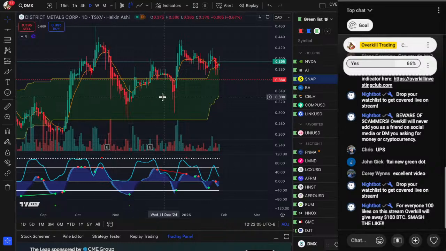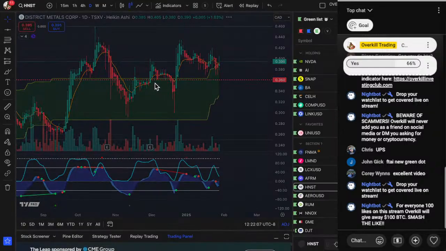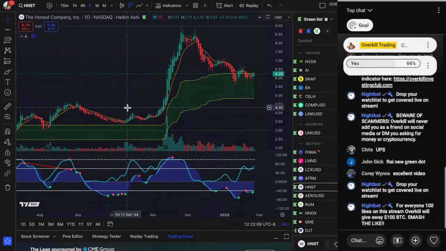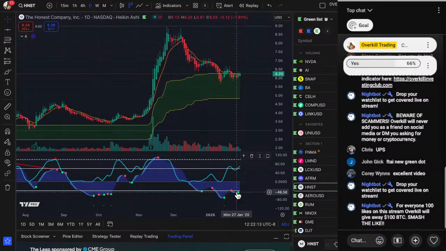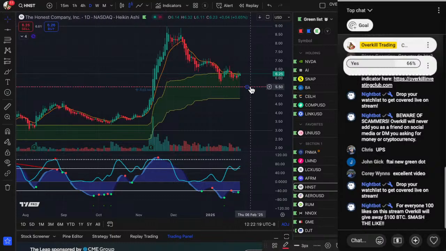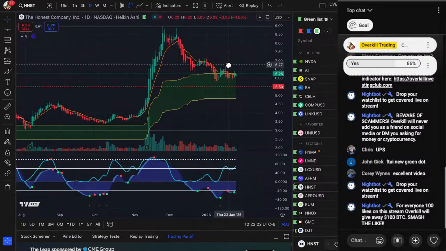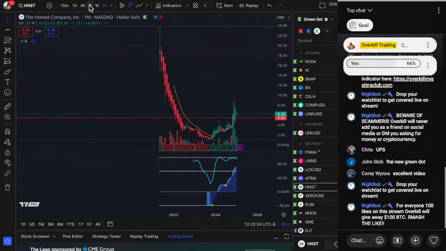You guys got any more requests here? HNST in chat. HNST still looks good. I still like it. Again, that green dot was called out yesterday in the Discord on Tuesday. That was yesterday. And I still like this one. I got a stop loss on it at 5.50. But I think this one's looking pretty ripe here.